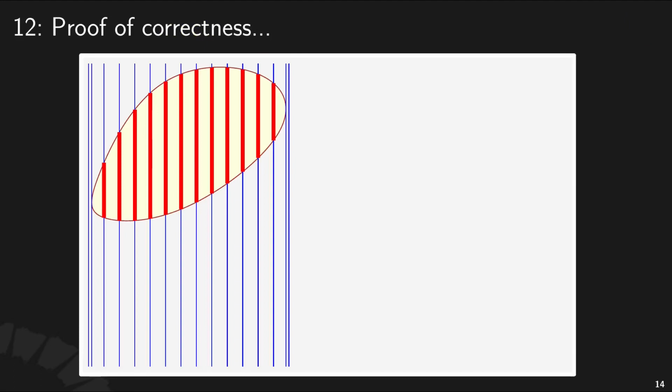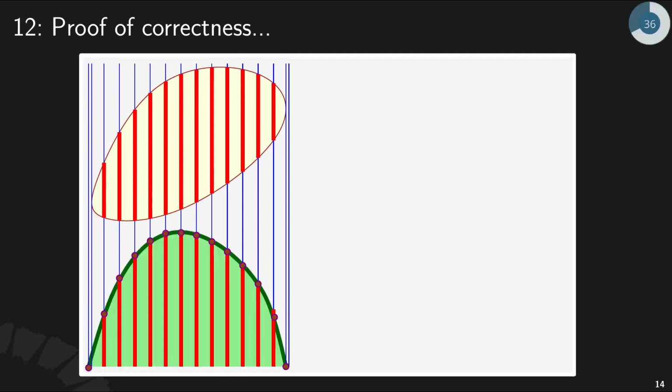So the proof of correctness is somewhat interesting. Think about your convex body in the plane, and for every coordinate in x, think about cutting it with a vertical line, and the length of the intersection. And think about the function of this slice length. So this function is the green hill on the left. And by the Brunn-Minkowski inequality, we know that this function is concave. And that's very useful. Why is it useful?